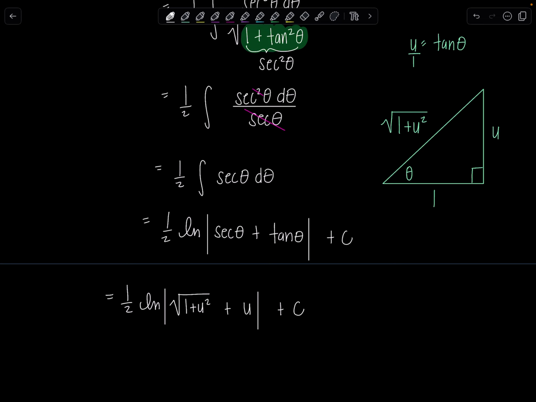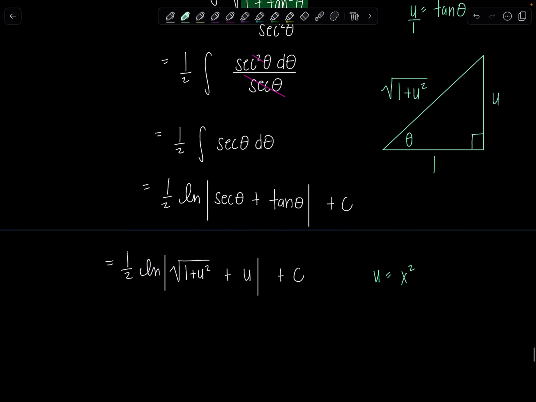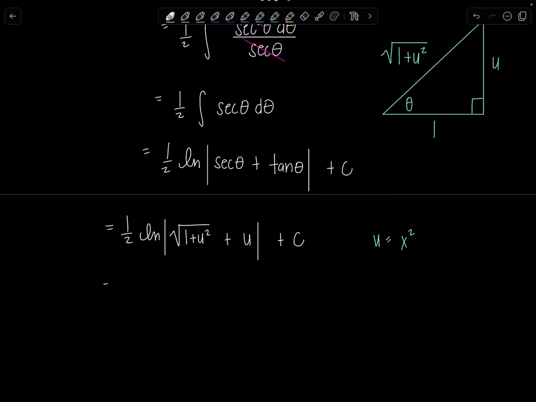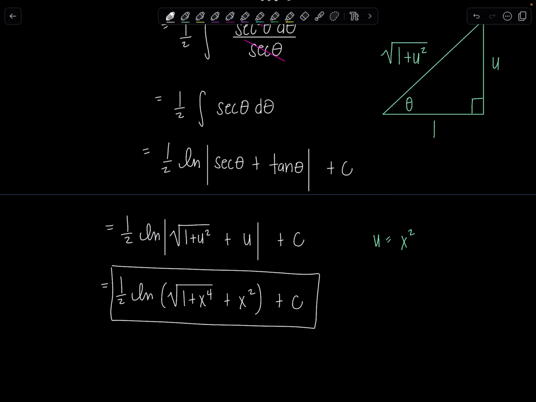And then before you get too excited and box it, remember we had done a u-sub in the very beginning. u is equal to x squared. So go back to the original variable of the integral. So we have 1/2 natural log. Now I don't need to keep absolute value because square root of 1 plus x to the fourth plus x squared, that's never going to be negative. So we're safe. I can just switch them to parentheses. And that's it. That concludes your integral of the day.